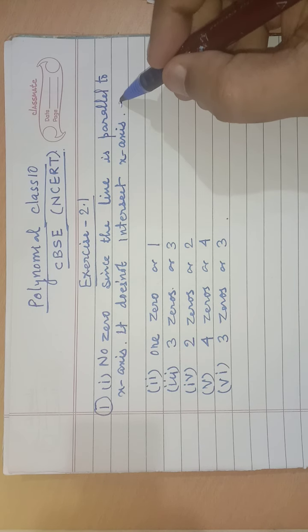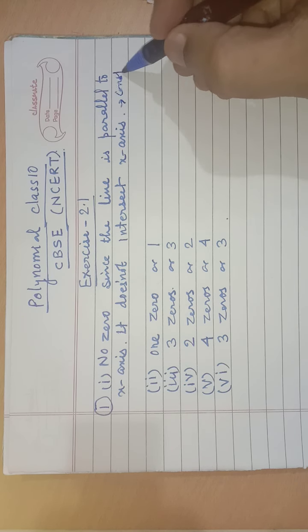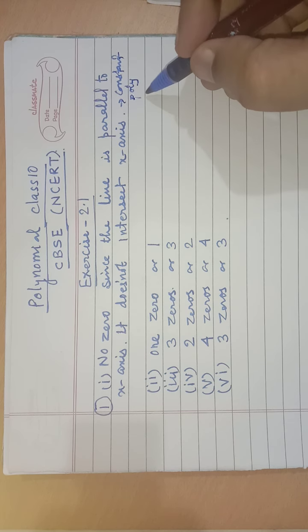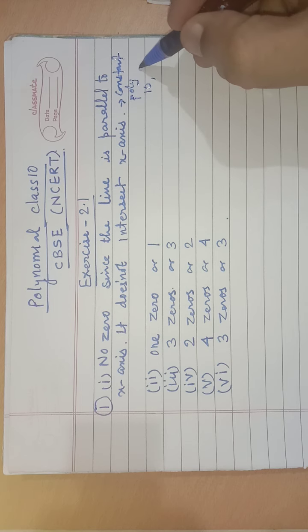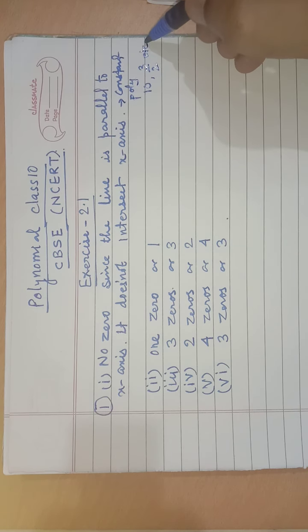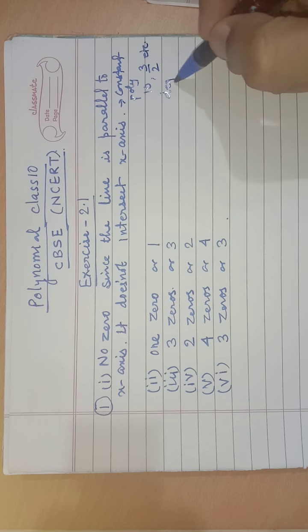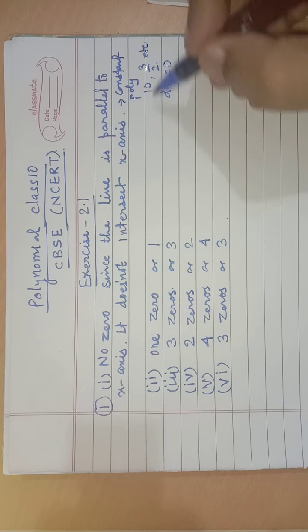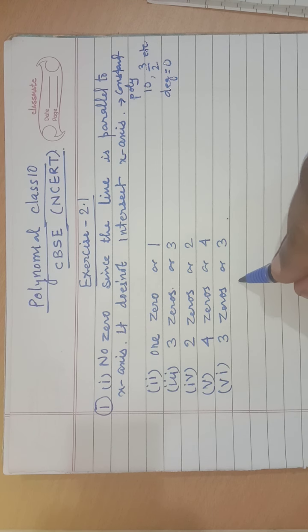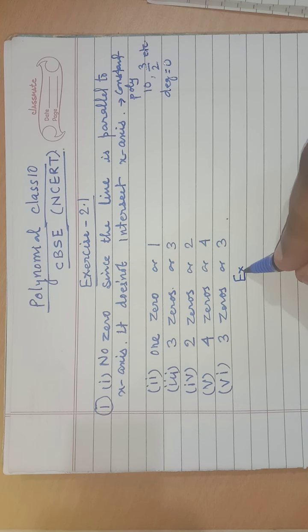Constant polynomial means it is equal to, suppose I am telling 10 or 3/2, so these are also polynomials, but its degree is 0 because there is no variable. So now we are coming to the next exercise.